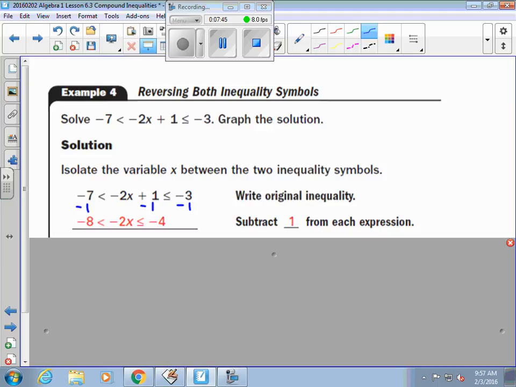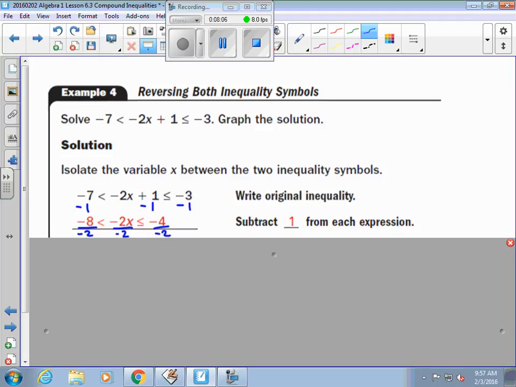Then undo negative 2 times x by dividing by negative 2. If you do it there, do it here and here. So negative 8 divided by negative 2, we know a negative divided by negative is a positive, and it's 4. And negative 4 divided by negative 2, again, a negative divided by negative is a positive, and it's 2.